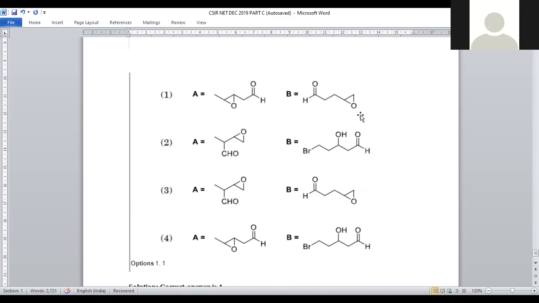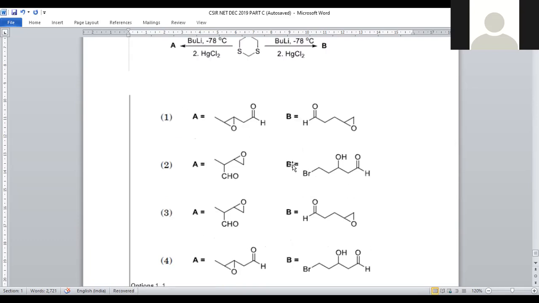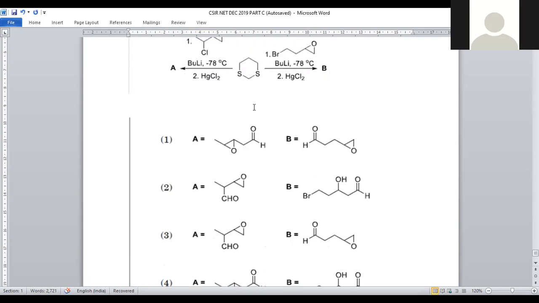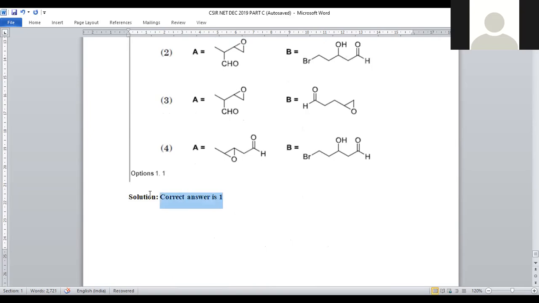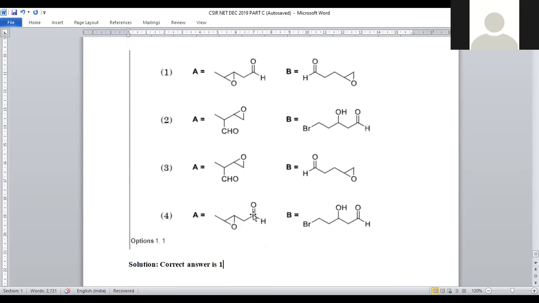Now let us see option number B. In option number B, an epoxide should be there. Here the epoxide is not there. So an epoxide side reaction is possible in this. This is not correct. Option number 1 is satisfying this entire chemical reaction. So for this question number 60, option number 1 is the right answer. Option number 1 is the correct answer.